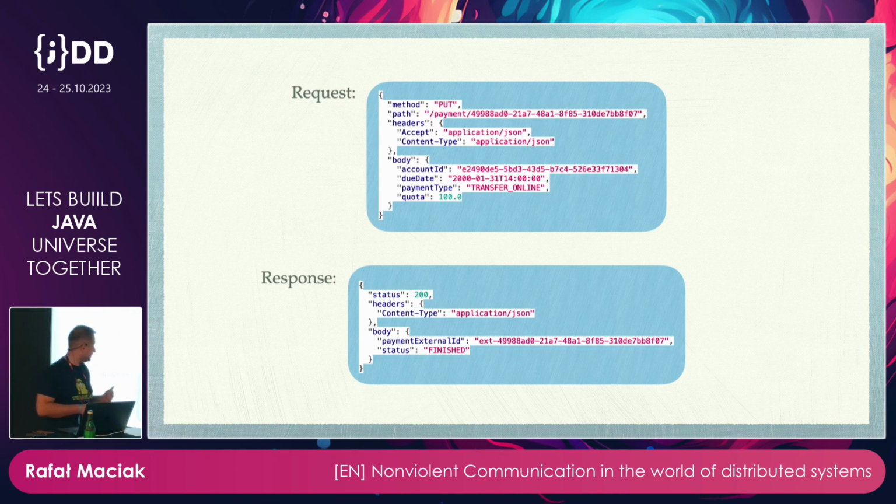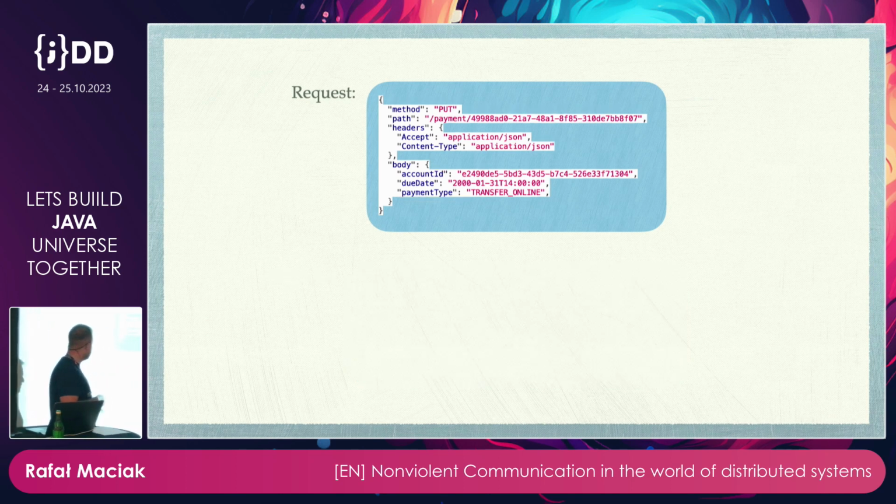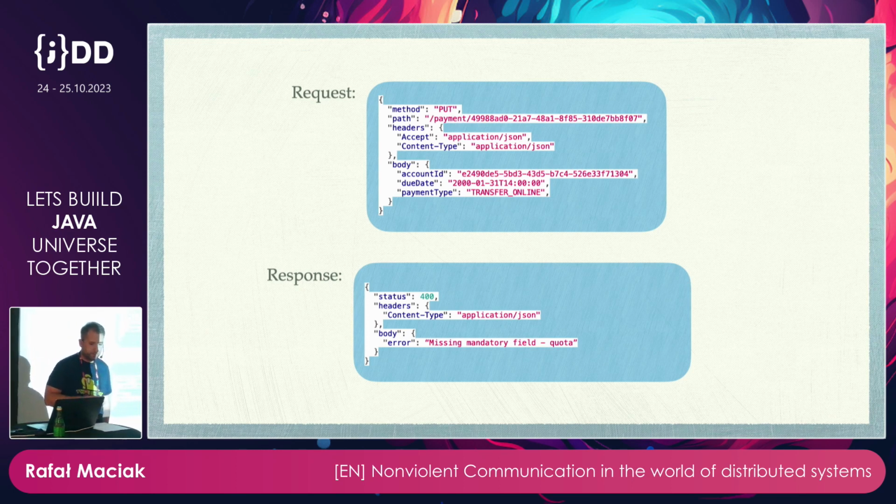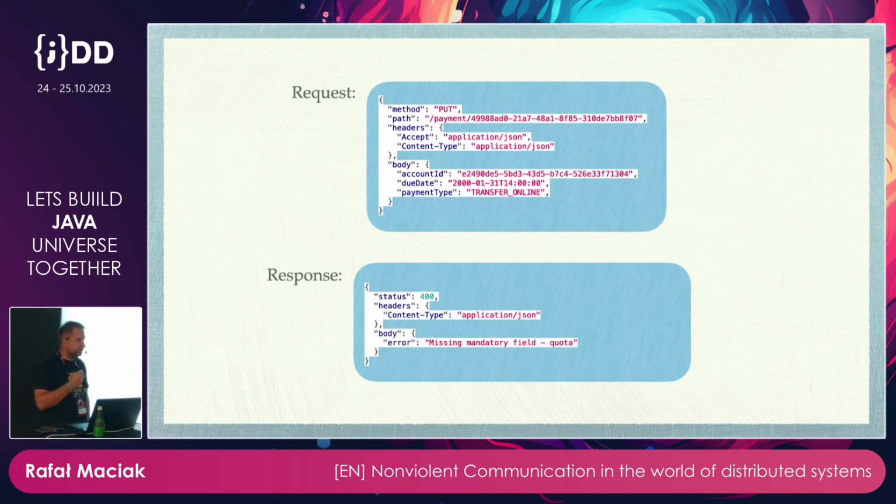For example, negative ones. Here is another example, a very similar request, however I removed the quota field from the body. For such a request, we expect a response with status 400, Content-Type header with value application/JSON, and in the body there should be 1 field with the value missing mandatory field quota. So what you can already see is that the contract is actually an example of the communication between two services, but in some specific business scenario.